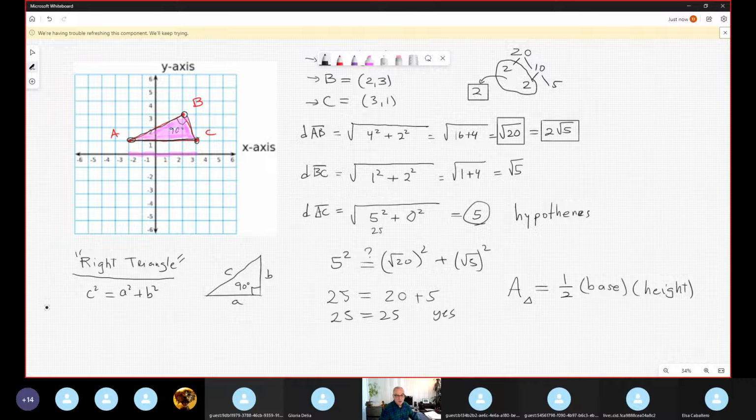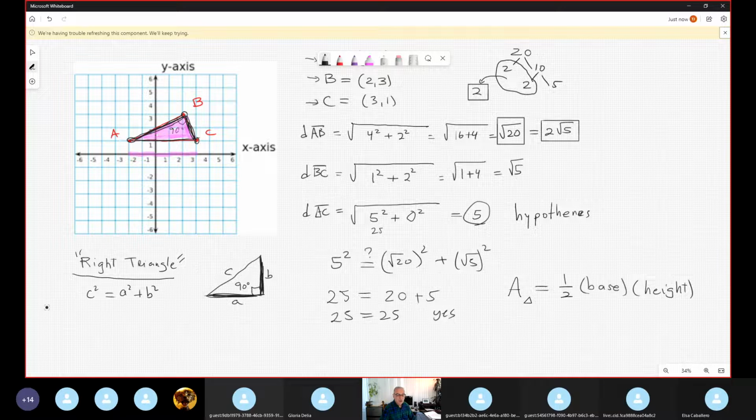And who is the base and who is the height? Well, this is easy. This is supposed to be the base and this is the height. But this is similar, remember you rotate. It doesn't matter what you consider the base or the height. Suppose you consider the base here and the height is this.